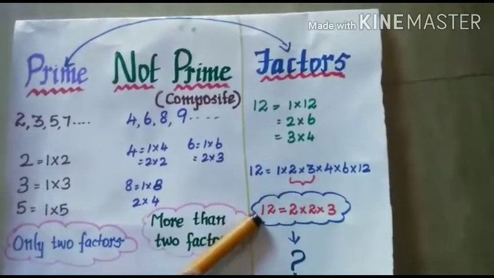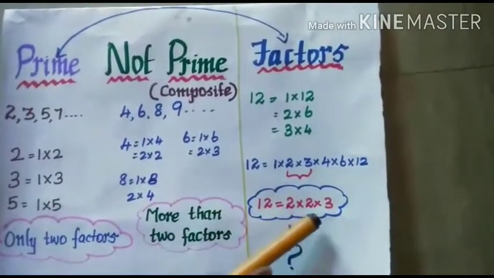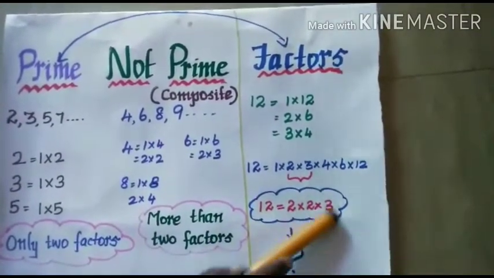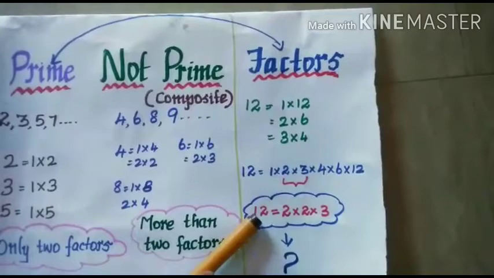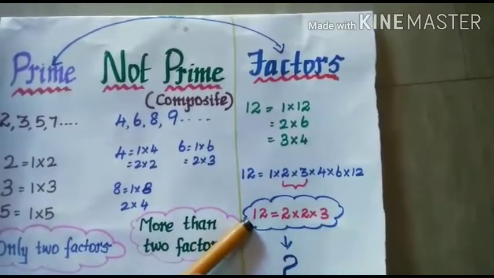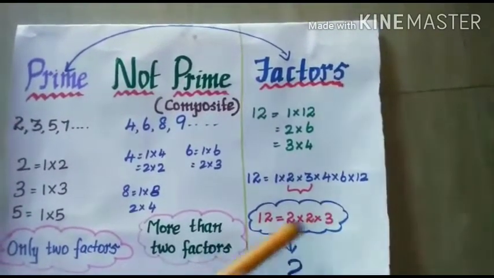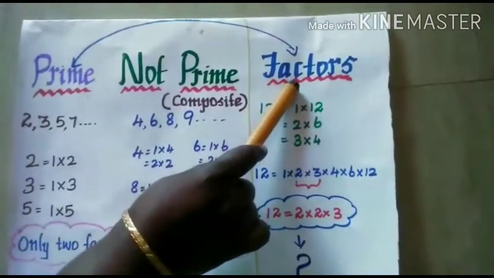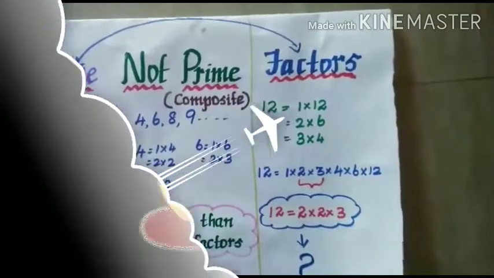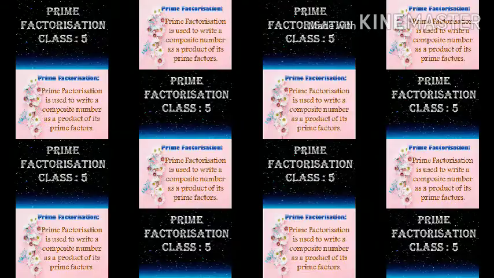Now the same 12, if I want to write it in the form of prime numbers, I can write it as 2 into 2 into 3. That is only prime numbers. 2 into 2 is 4, 4 into 3 is 12. So this 12 is a composite number. I have expressed this 12 as a product of prime numbers. So our topic is based on the connection between prime and factors. Are you able to find the topic, children? The topic is prime factorization.